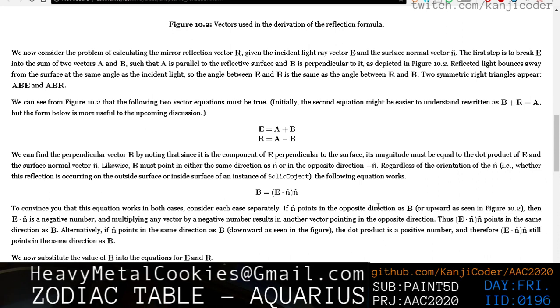To convince you that this equation works in both cases, consider each case separately. If the normal points in the opposite direction as B, or upward as seen in figure 10.2, then E dot product N is a negative number, and multiplying any vector by a negative number results in another vector pointing in the opposite direction. Thus, E dot product N times N points in the same direction as B. Alternatively, if N points in the same direction as B, downward as seen in the figure, the dot product is a positive number, and therefore E dot product N times N still points in the same direction as B.